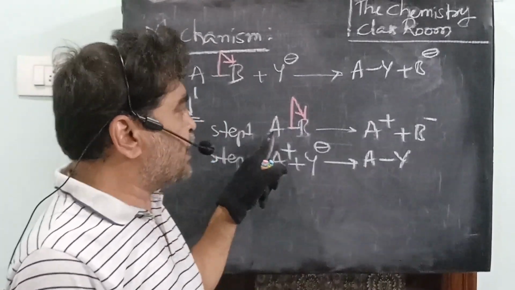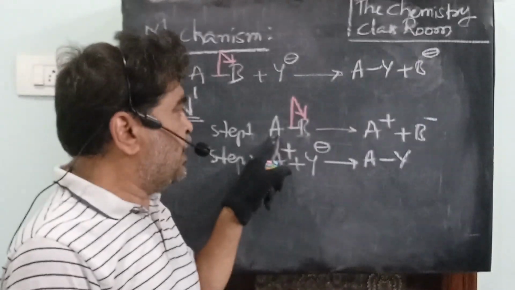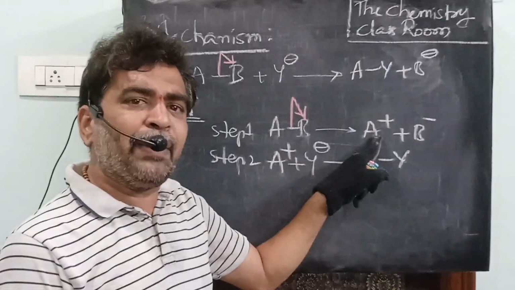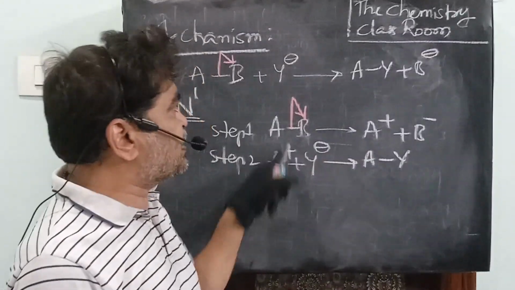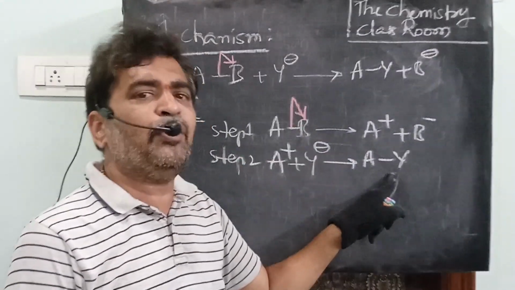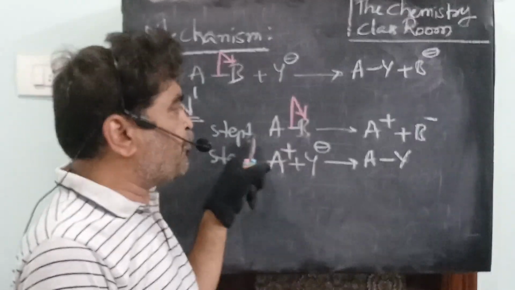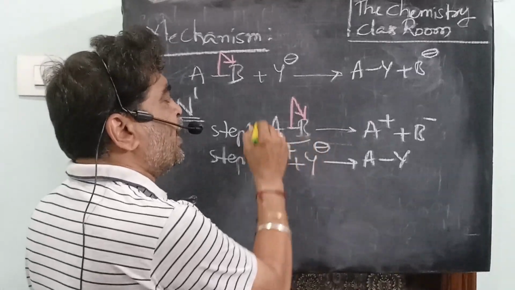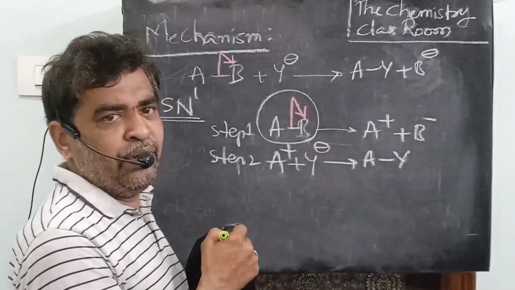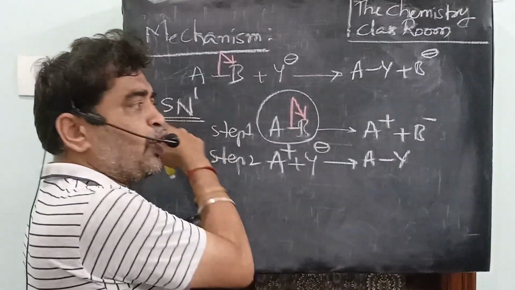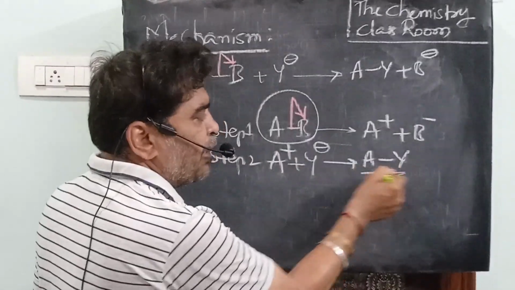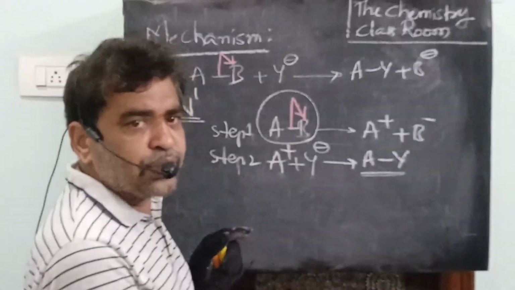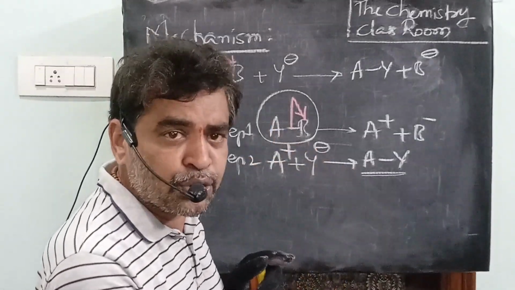Why? Because in step 1 the bond is cleaved very fast, so automatically A plus is formed, and A plus reacts with Y minus and the compound is formed. So in the rate of reaction, only one compound, the AB compound, is involved. That means this is nucleophilic substitution. Ultimately we are getting substitution: B is eliminated and Y is substituted. So it is nucleophilic substitution only.